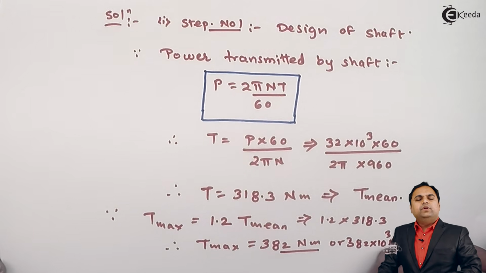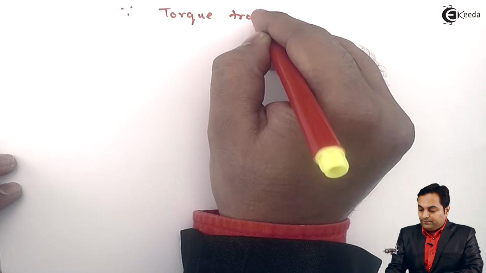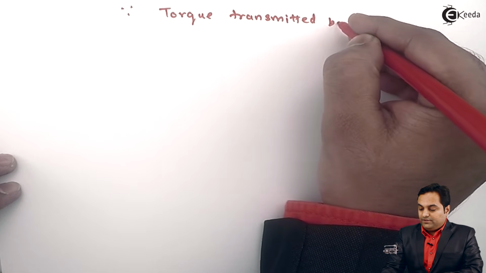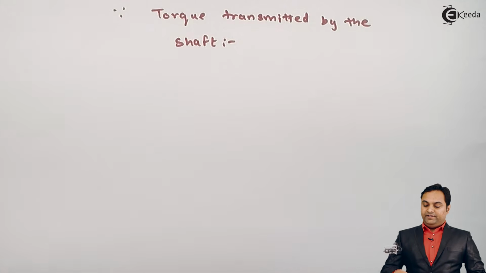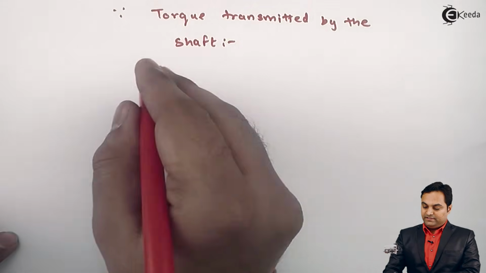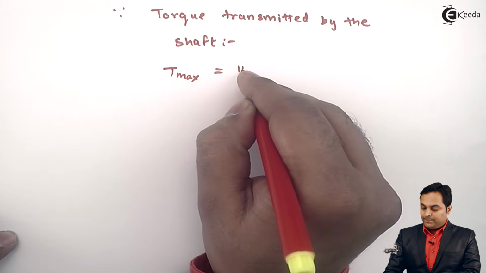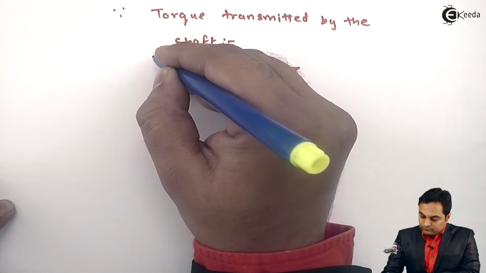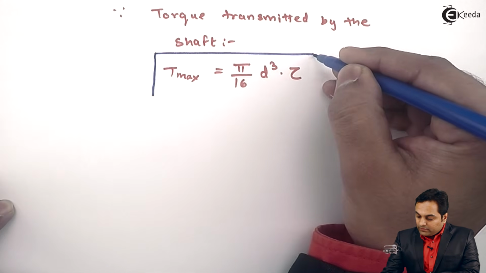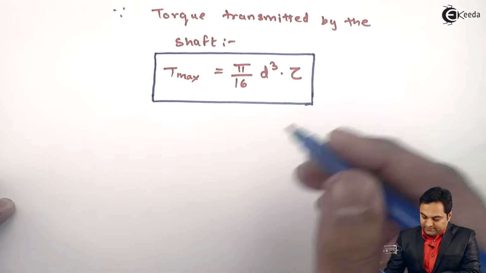So after getting the torque, we can easily design the shaft. I can say that since the torque transmitted by the shaft, after getting the value of maximum torque, T max can be written as pi by 16 d cube into tau, where tau is the shear stress for the shaft material and d is the diameter of the shaft.